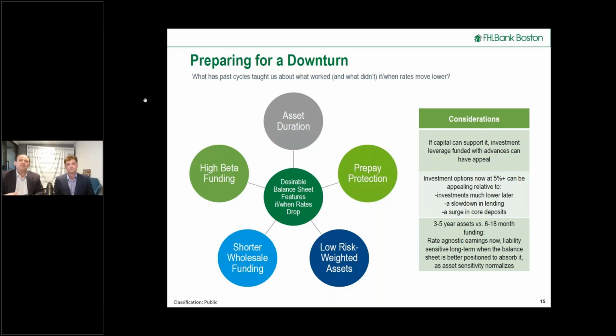So we would want to have asset duration. We would want to have forms of prepayment protection. We would want investments over loans, those low because of the risk weighting characteristics. We want our wholesale funding to be short and to have some of that flexibility. And we'd also want high beta funding. Again, we'll talk about in the 3rd section, some opportunities right now in floating rate funding.